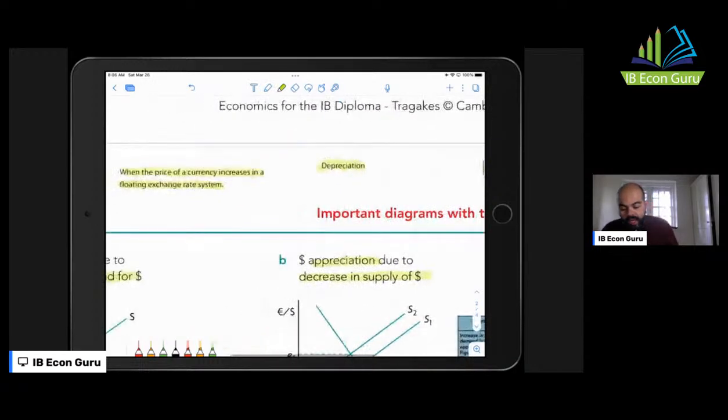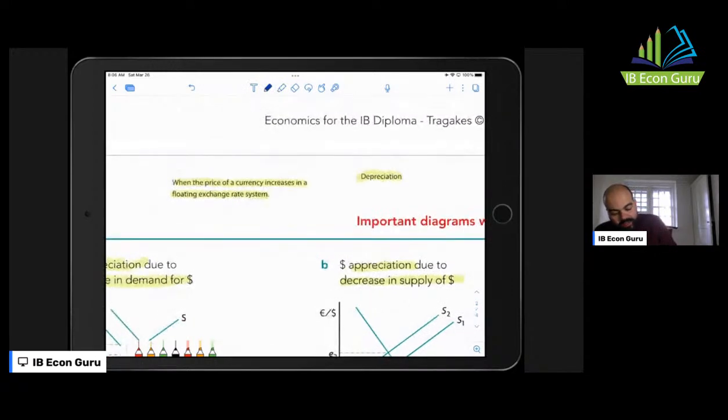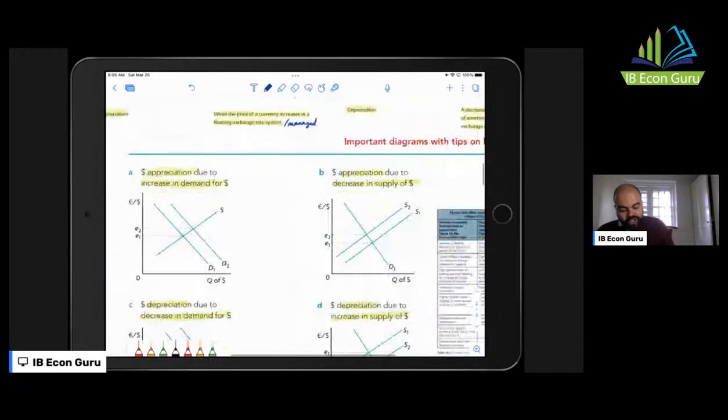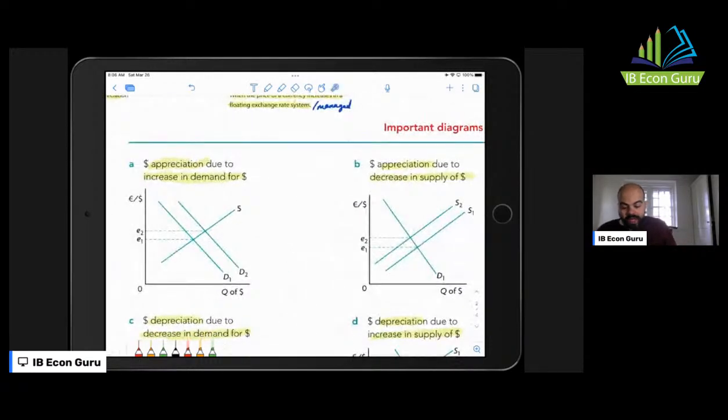Okay, by the way, appreciation can also be used when you're talking about a managed exchange rate system. Okay, so that's what an appreciation and depreciation means. Now, if the demand for the dollar increases, maybe because more Europeans want to travel to the United States, buy goods and services from the United States, or save or invest in the United States markets, that would cause the US dollar to appreciate against the euro.